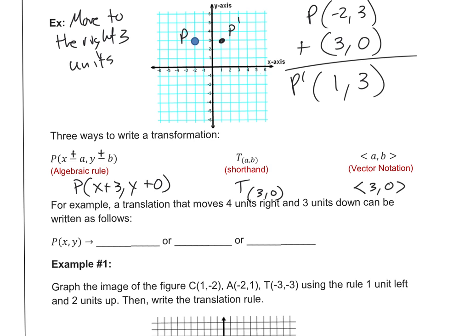So, for example, a translation that moves 4 units to the right and 3 units down can be written as, well, let's do the first one, the algebraic notation. If I'm doing 4 units to the right, that means I'm going to add to the x. And if I'm going to do 3 units down, I'm going to subtract from the y. Boom. Or I could say that's just a translation of 4, -3. Or I could do vectors and just say 4, -3, add little vectors. All the same thing, just different ways of writing the exact same thing.